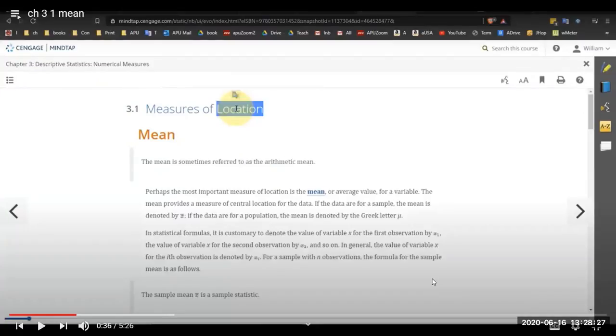Okay, so I should have said most of these could be called measures of center, but percentiles are not measures of center, they're measures of location, and they're also included in here. But most of these, like the mean and the median, tell you where the center of the data is.